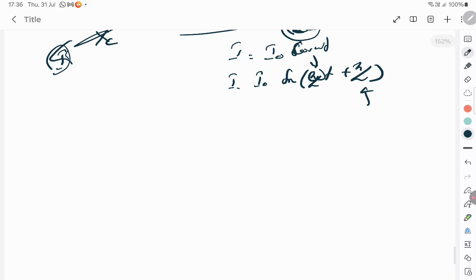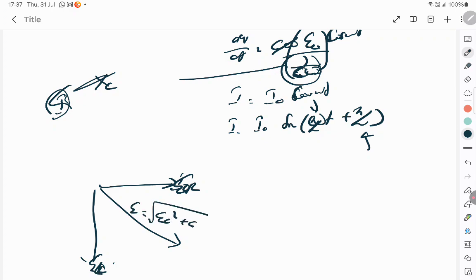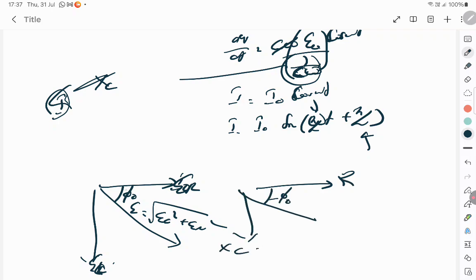You know that the phasor diagram is like this. This is I naught, and current is always drawn like this. EMF is lagging behind. So we'll draw the resistance here, EL here, and EC here. E will be the root of EC square plus ER square, and this is your phi naught. You'll write tan phi naught, which you can also write with R and XC.